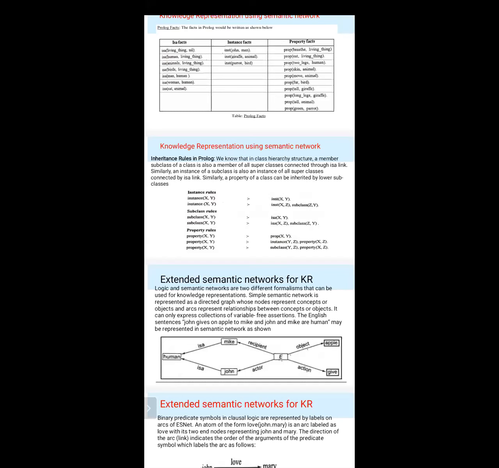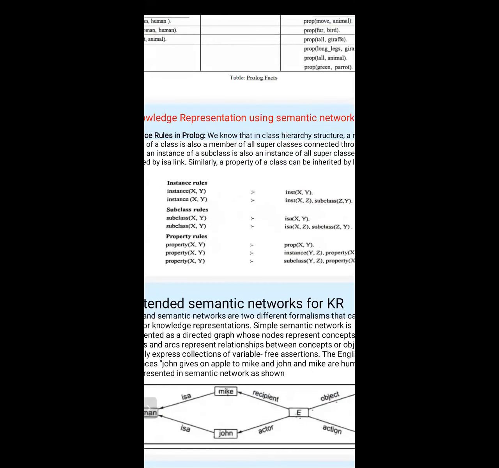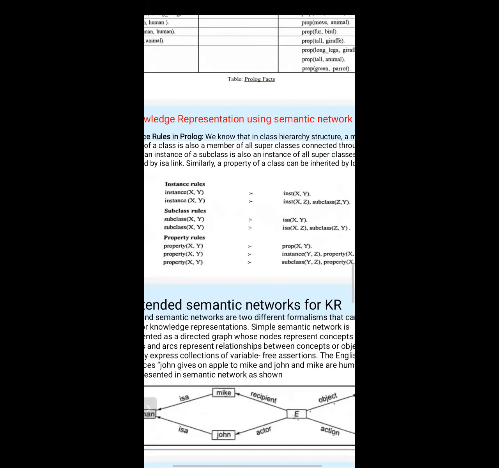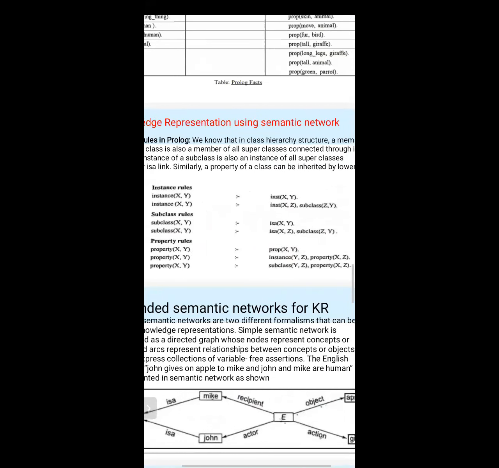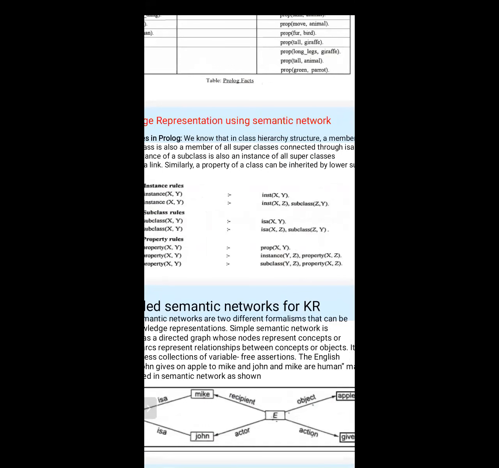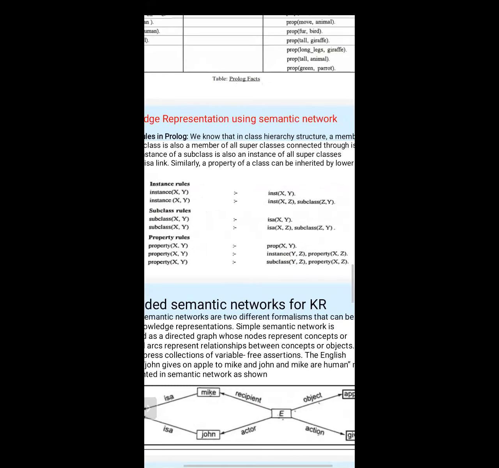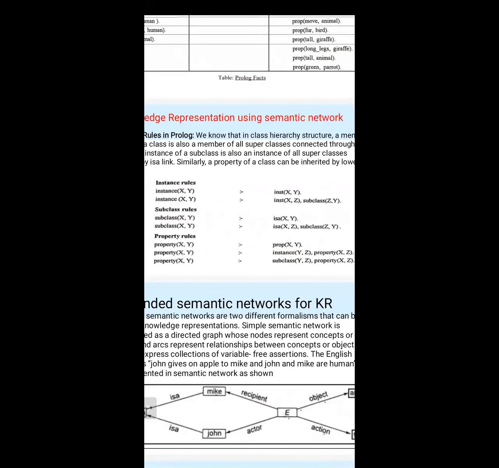So instance rules are like this. Instance of x, y can be written as isa of x, y. Next, instance of x, y can be written as instance of x, z, subclass of z, y. Next, subclass rules: subclass of x, y equals ISA of x, y. Next, subclass of x, y equals ISA of x, z, subclass of z, y.